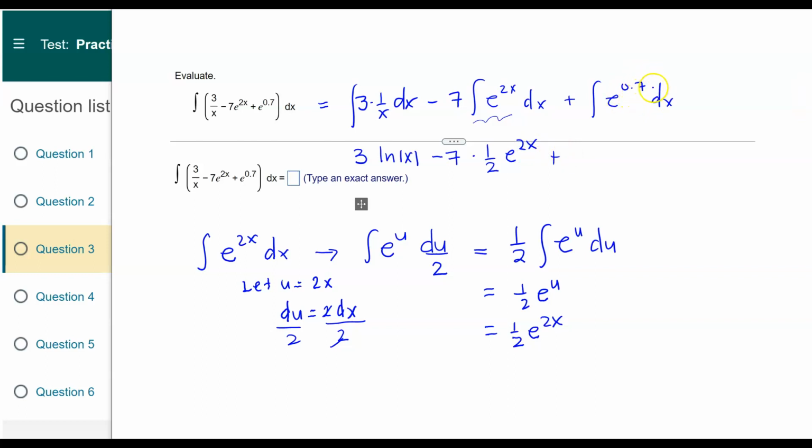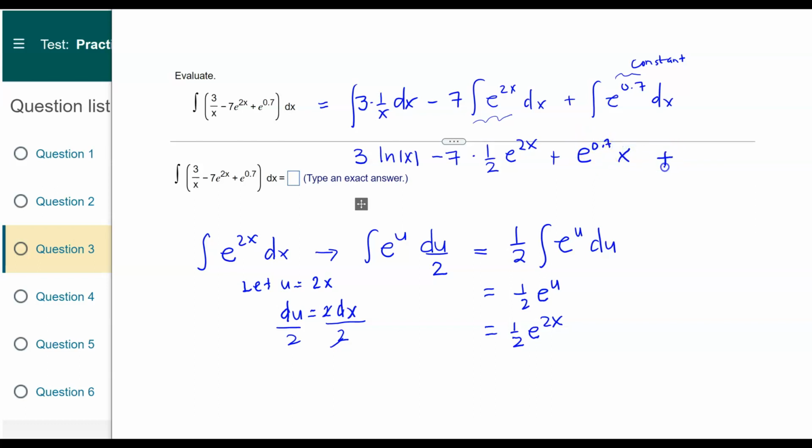Now be careful. Although you have e to the something here, notice that there's no variable beside 0.7. So this is treated as a constant. So this is just a constant because there's no variable. And what's the integral of a constant? The integral of a constant is just constant times the variable x. So this is just e to the 0.7x.